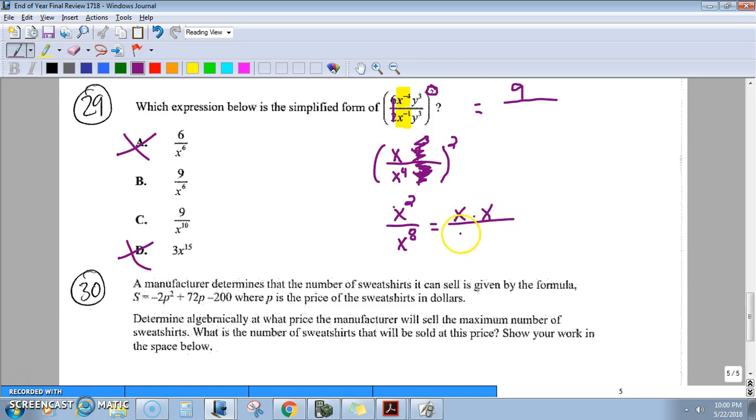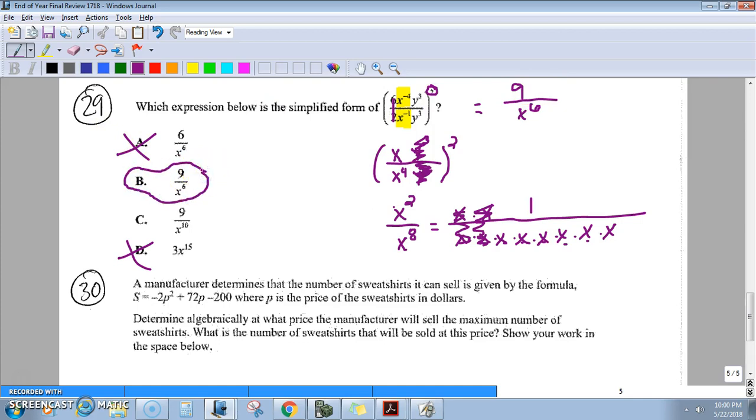X times x over 8 x's down here: 1, 2, 3, 4, 5, 6, 7, 8. Okay, so these two cancel, and I'm left with 1 over x to the 1, 2, 3, 4, 5, 6. So x to the 6th is on the denominator. There's a 1 on the numerator, but it doesn't matter. We're not going to put it next to the 9. But we have figured out that B is going to be the correct answer.